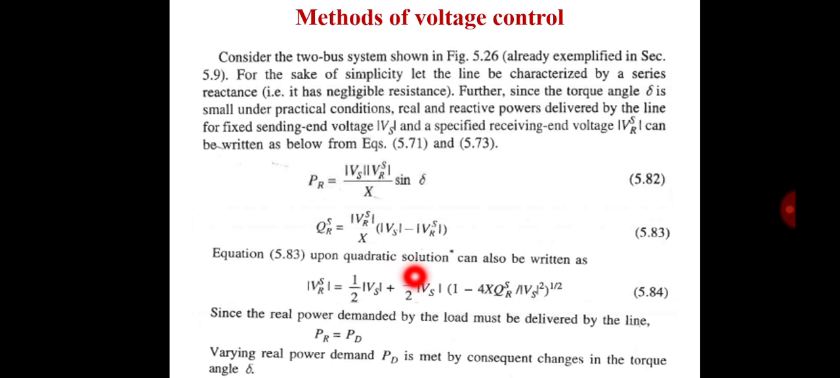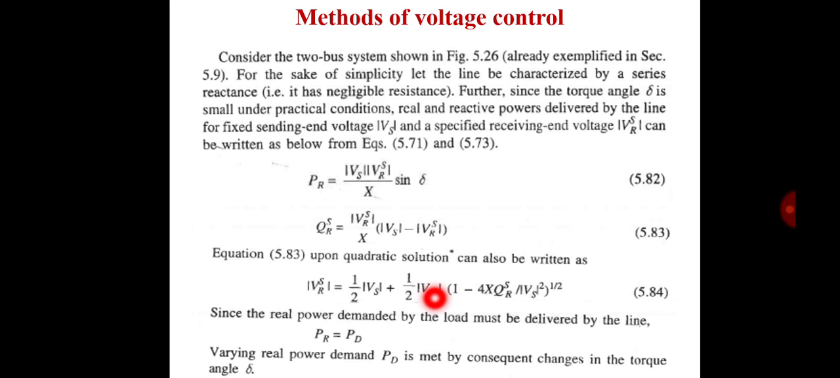Now the equation of receiving end reactive power, as a quadratic solution, can be rewritten. From this equation we write the specified receiving end voltage Vrs equal to 1/2 Vs plus 1/2 Vs times the square root of 1 minus 4 X QR, where QR is the specified receiving end reactive power divided by Vs squared. Since the real power demanded by the load must be delivered by the line, PR is equal to PD, meaning demand is equal to receiving end load.